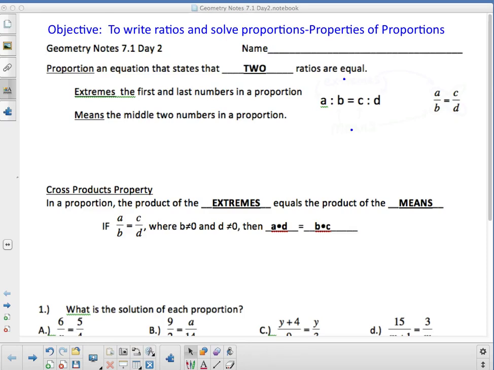So today we've got an objective to write ratios and solve proportions. Again, to write ratios, solve proportions, properties of proportions. Okay, so we're looking at 7.1 day 2. This is on page 3 of your note packet, I believe.